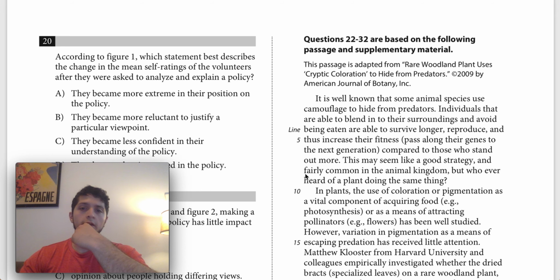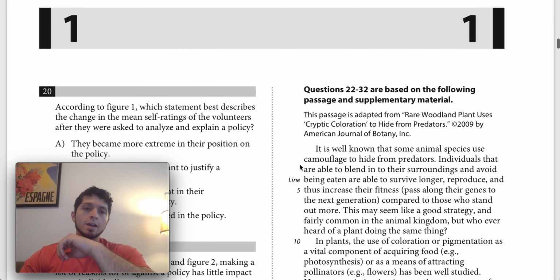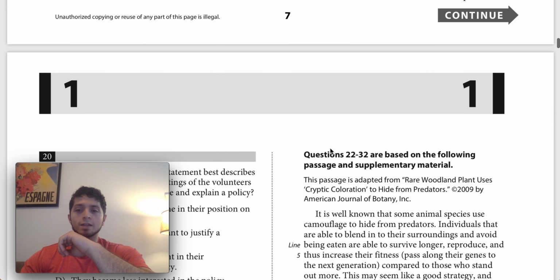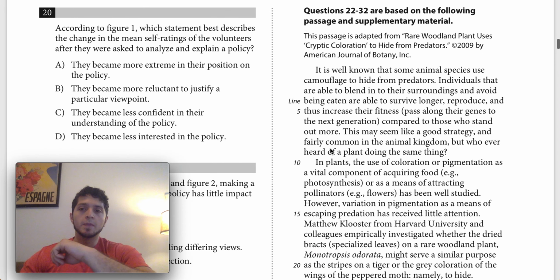So today we're going to be looking at passage number 3, and this is from the SAT number 17, or this is the April 2019 QAS test. And what we're going to do is just go through the passage really quickly, point out some of the key details, give you a little bit of a breakdown of how the passage works, and then we'll go from there into the questions.